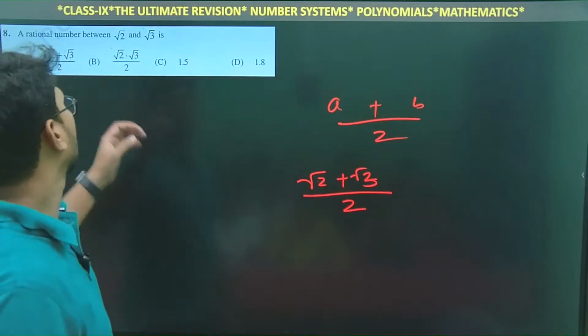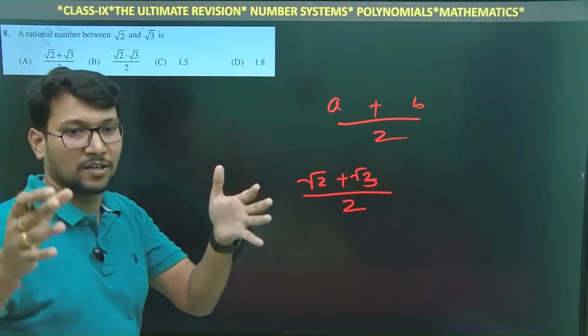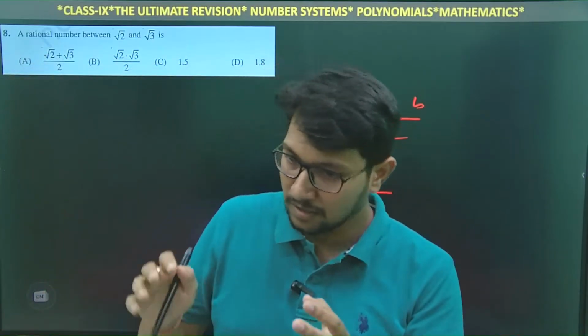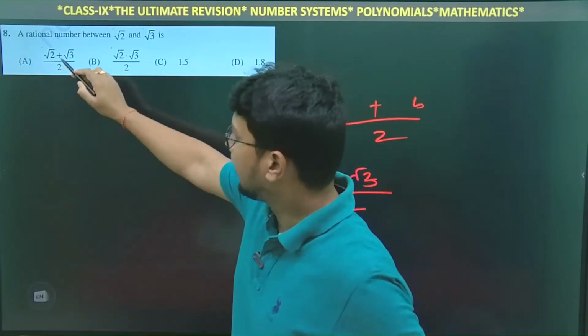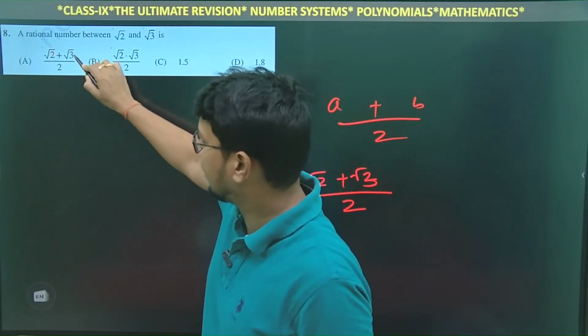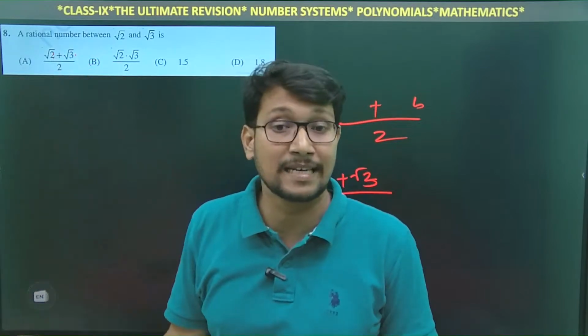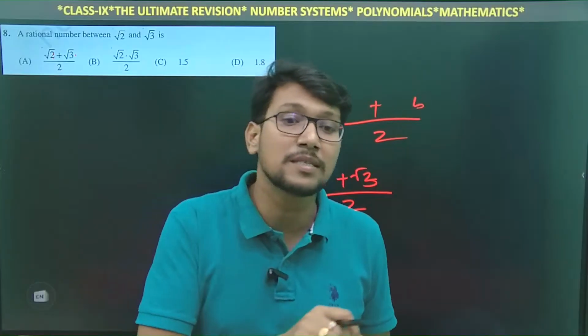Okay, basically, whenever you see this type of question, it might hit your mind directly to check this option, yes or no. But don't make this kind of mistake. So it is irrational. Irrational plus irrational is what? Irrational, and irrational divided by 2 is irrational, because irrational by rational is always irrational.